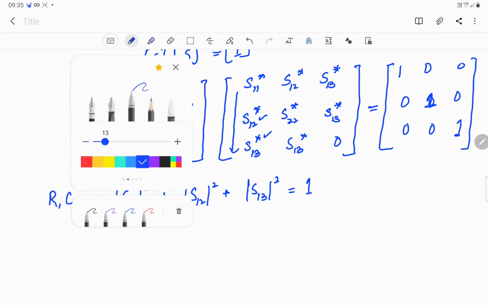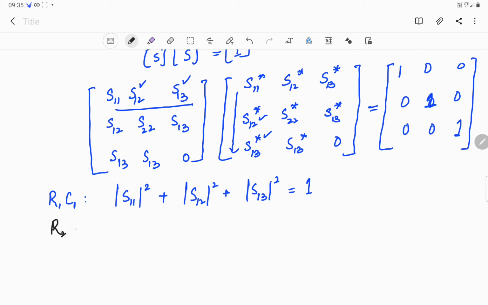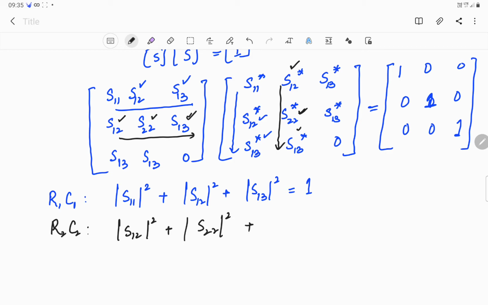Now if I multiply, for example, row 2 with column 2, so this is our row 2, this is our column 2. On multiplying it, I get S12 with this S12 star, which would be magnitude of S12 square. S22 with S22 star would mean S22 square, plus S13 star would mean S13 square. So let's name it as equation 1. Let's name it as equation 2.